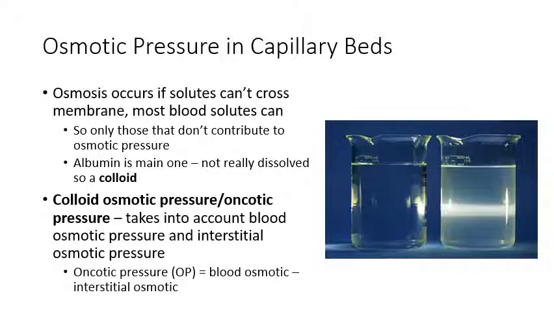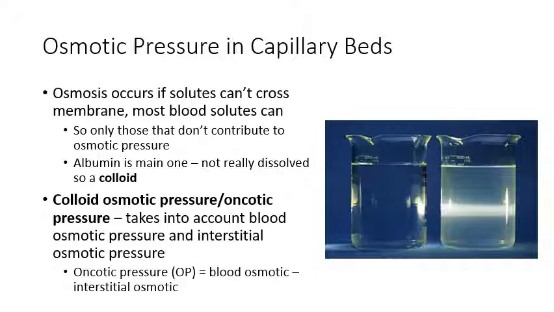So I guess some of this I already went over on osmosis, but osmosis is only going to happen if your solutes cannot cross into the other compartment, if they can't cross a membrane, or if they can't cross the vessel wall. For most of the things dissolved in the blood, they actually will be able to cross the capillary wall, which means most of the solutes in the plasma do not contribute to osmosis or to the osmotic pressure of the blood itself. Only the ones that cannot cross the vessel wall will be contributing. The main one of those is going to be albumin. It's just too big to cross the vessel wall.